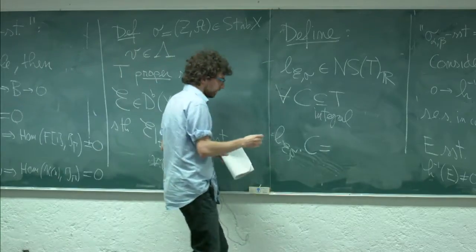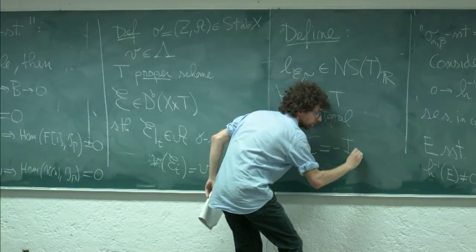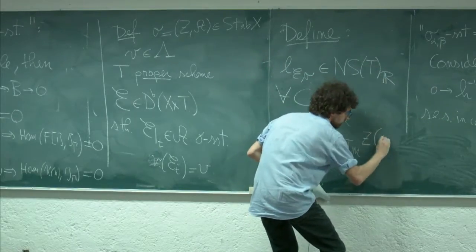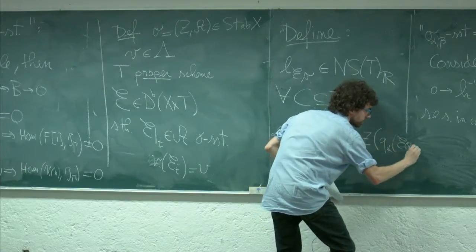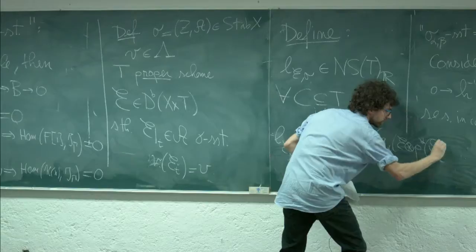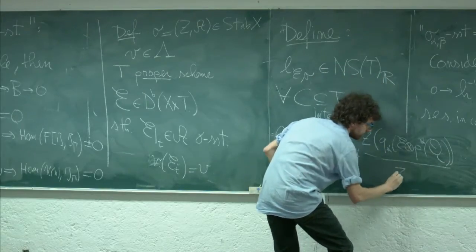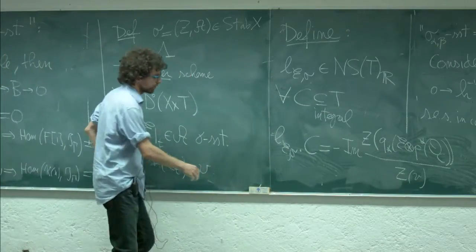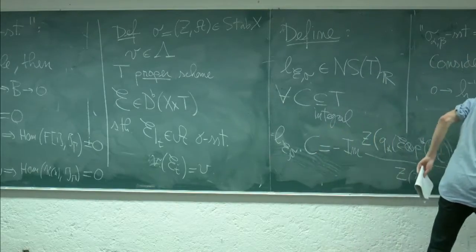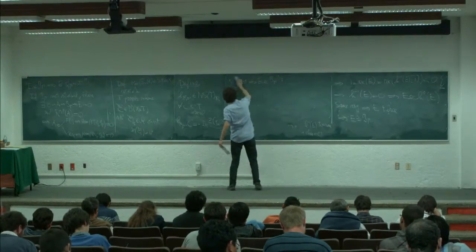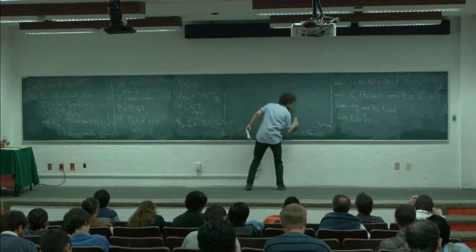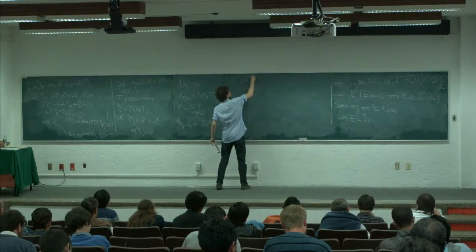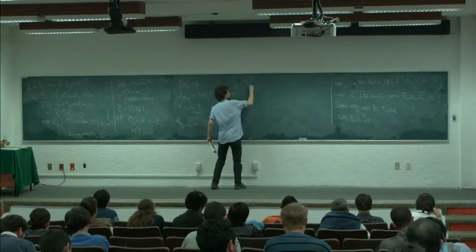This is defined by negative the imaginary part of Z applied to the following thing: q_* (E ⊗ p^* O_C), divided by Z of v. So let me say briefly what this means. Again, I have p and q as before. You can imagine what they are. So p is the projection onto X, and q is the, opposite, q is the projection onto T. So I have X × T, I have the projection into X and the projection into T.